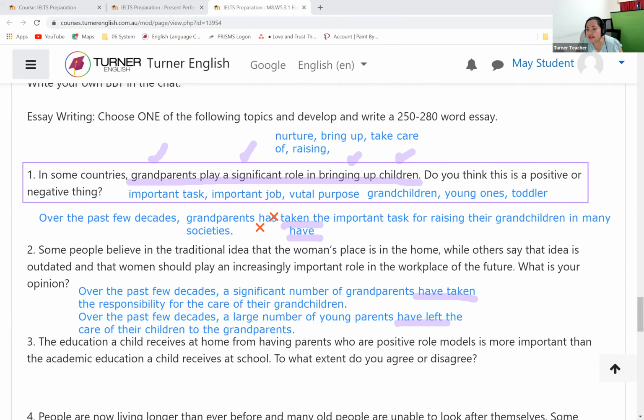Thank you, guys. Over the past few decades, a significant number of grandparents with S have taken the responsibility to look after their grandchildren. Grandchildren is one word, yeah. Significant number of grandparents with S.